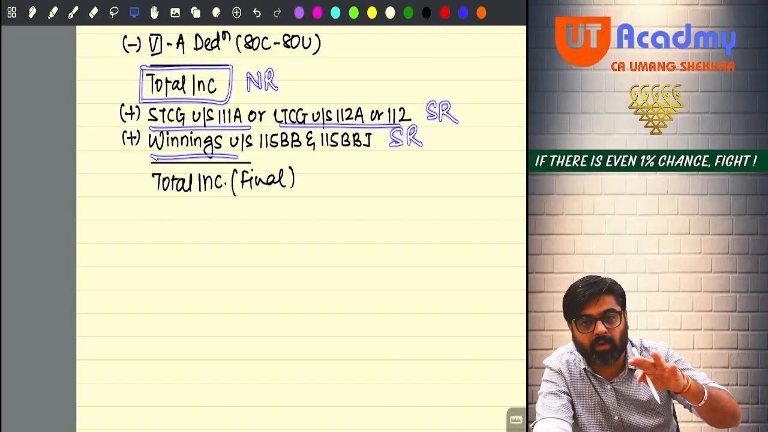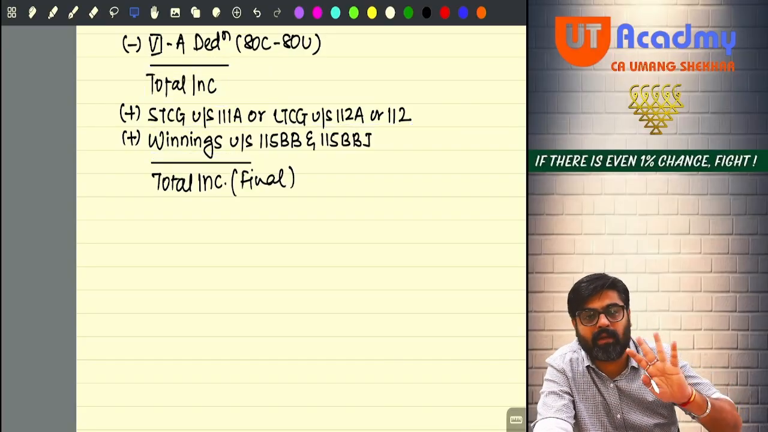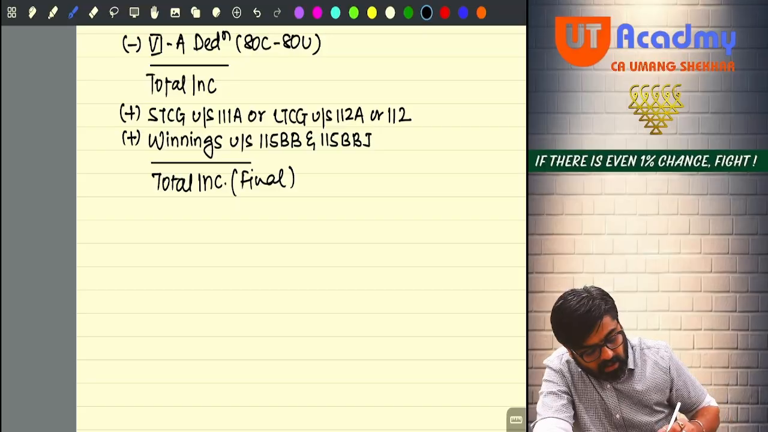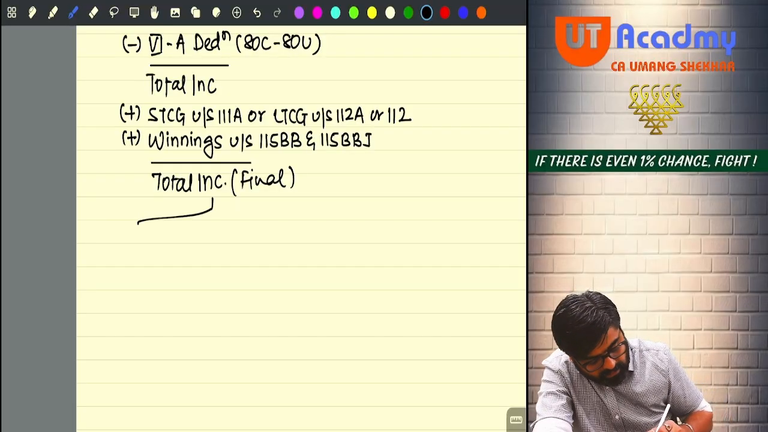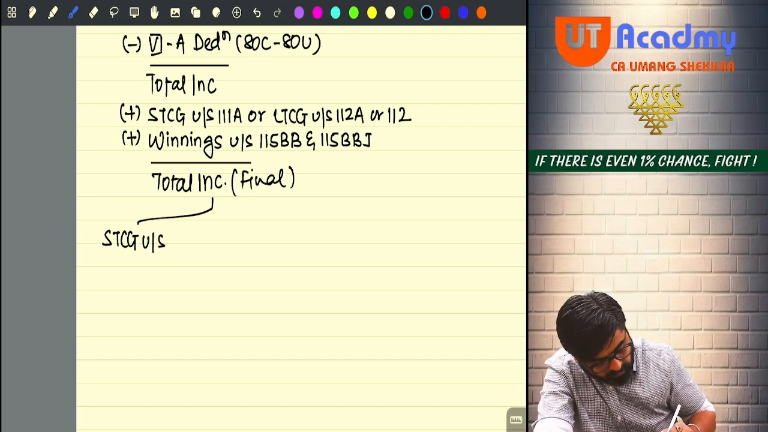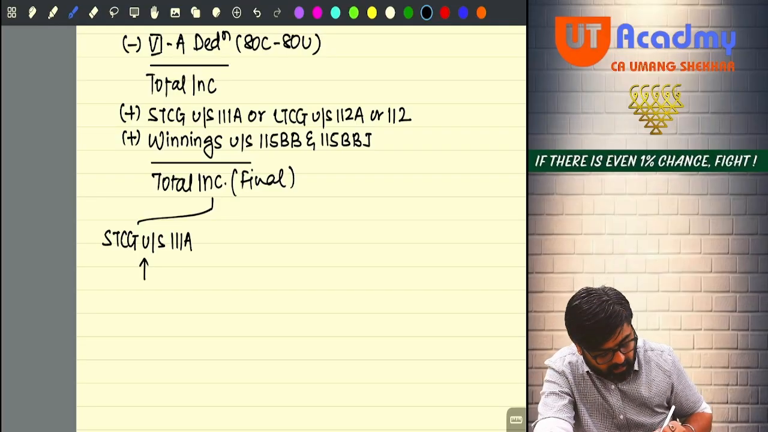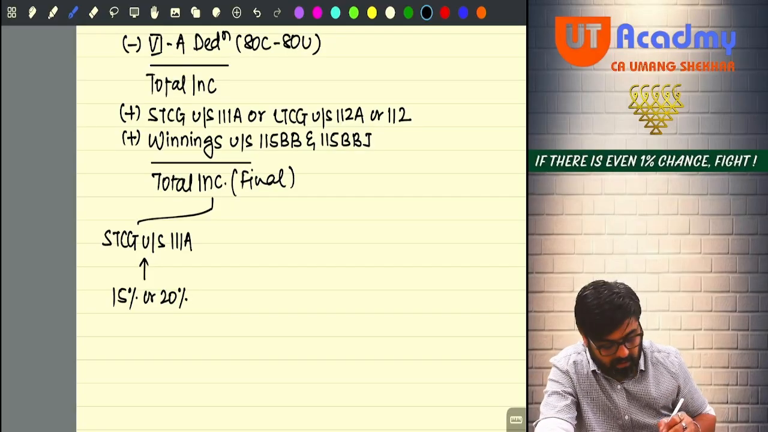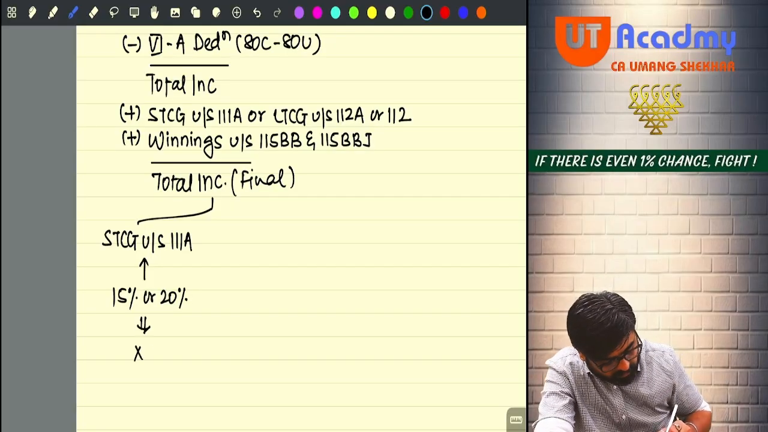So now in your total income, if you are showing all the incomes, what are you supposed to do? From your total income, take your short-term capital gain separately, under section 111A. On this short-term capital gain, apply what rate? Apply 15% or 20% as the case may be. And you will get the tax amount.